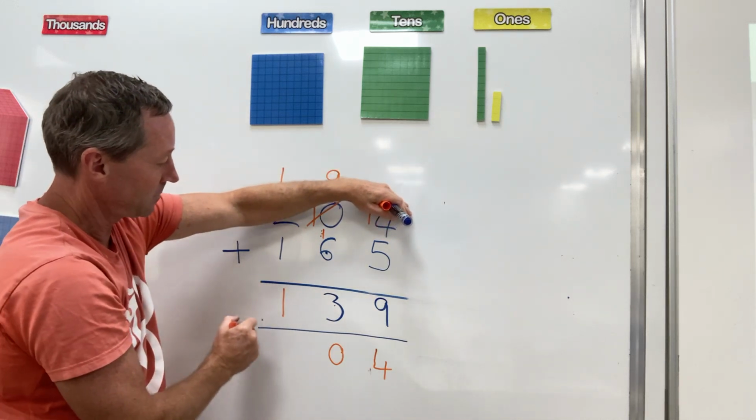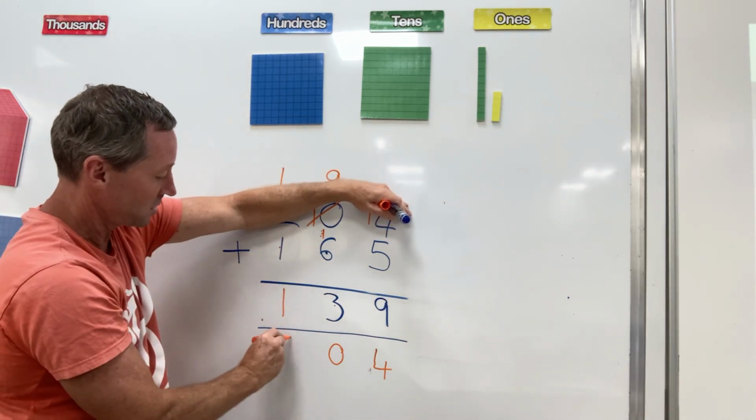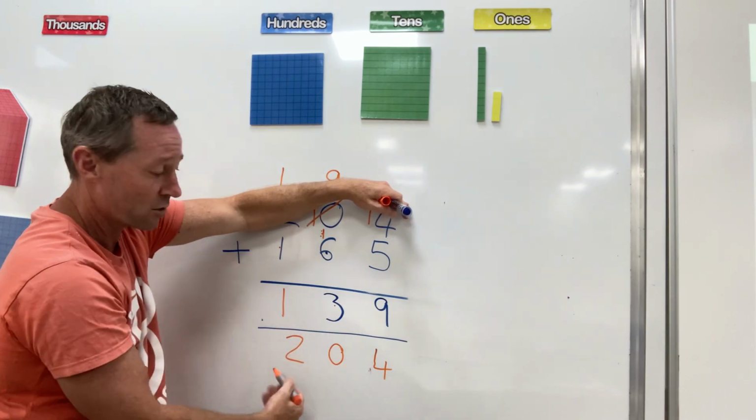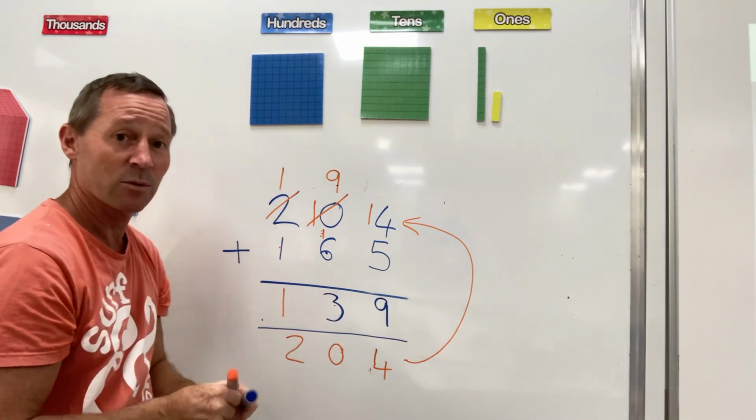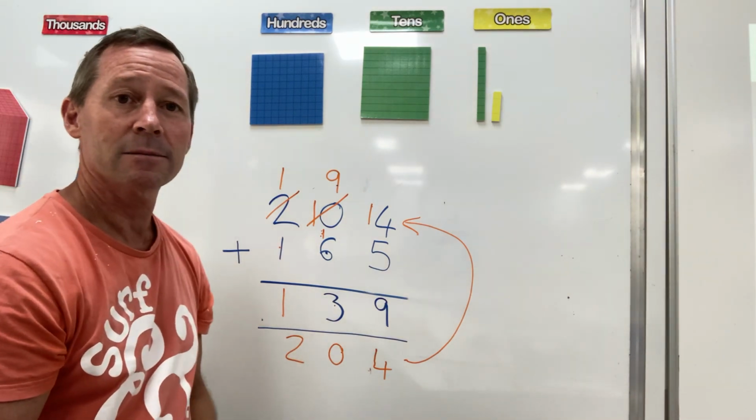So our next step is 1 plus 1 is 2. 204, which is what we originally started with. And that's the way you double check your answers. I hope that makes sense.